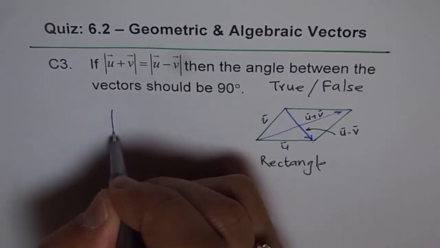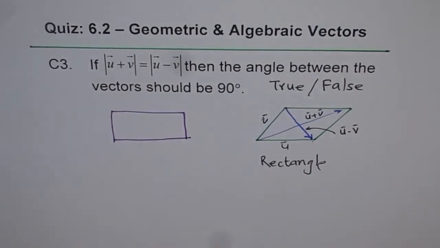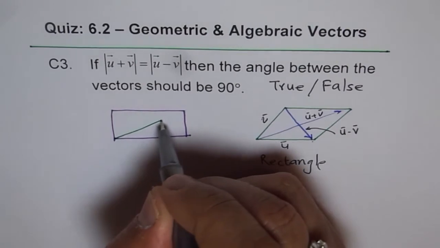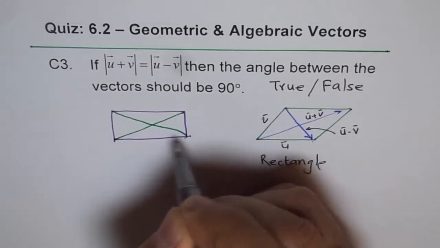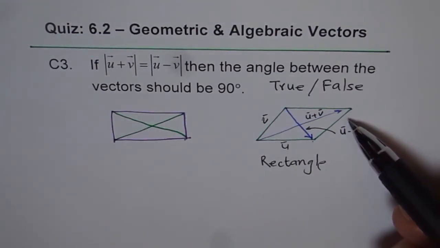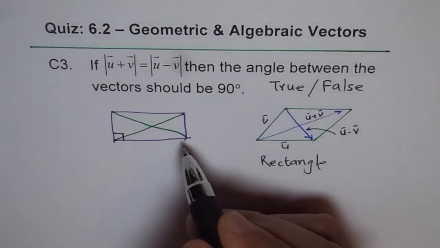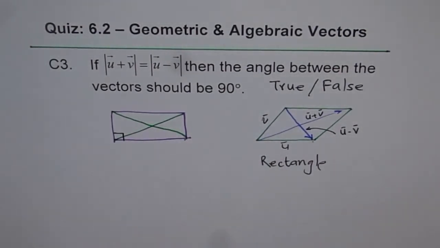It's a rectangle, right? So only in a rectangle you'll find that the two diagonals are always the same, correct? So these two diagonals are the same in a rectangle, not in any other parallelogram, correct? And the angle here is 90 degrees, you know that. So we can say this statement is true, and it has to be true since the diagonals of only a rectangle are exactly the same, and each diagonal actually represents the sum or difference, correct? I hope that makes it absolutely clear.